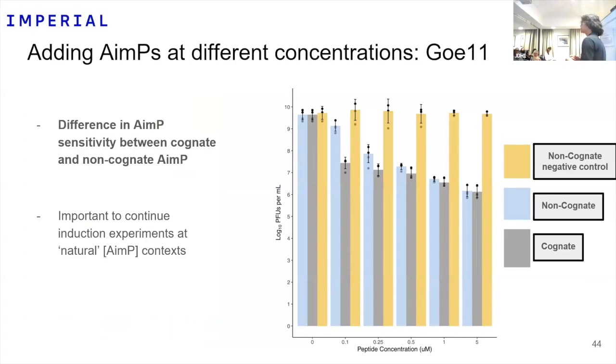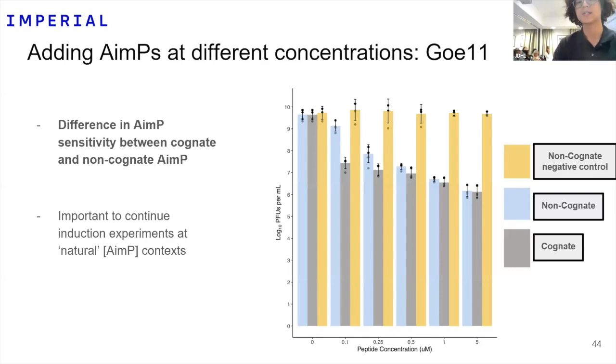And so that was a signal to us that it was important for us to continue these induction experiments at natural AMP concentrations. Because if a phage were to produce AMP at, say, 0.5 micromolar, great, there's crosstalk. But if it was at a lower concentration, that means crosstalk isn't naturally occurring. And it's hard for us to gauge the levels and concentrations of AMP in the media.